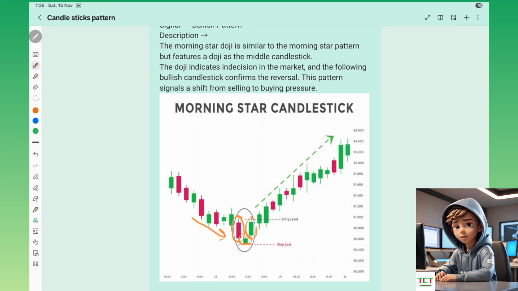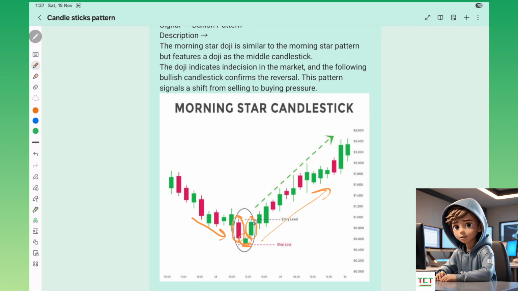Then comes the third candle, a long bullish green candlestick that closes near or above the midpoint of the first red candlestick. This confirms the reversal. The morning star doji is similar to the morning star pattern, but features a doji as the middle candlestick. The doji indicates indecision in the market, and the following bullish candlestick confirms the reversal. This pattern signals a shift from selling to buying pressure. But because the middle candle is a doji, it shows even more uncertainty, which makes the subsequent reversal more powerful.